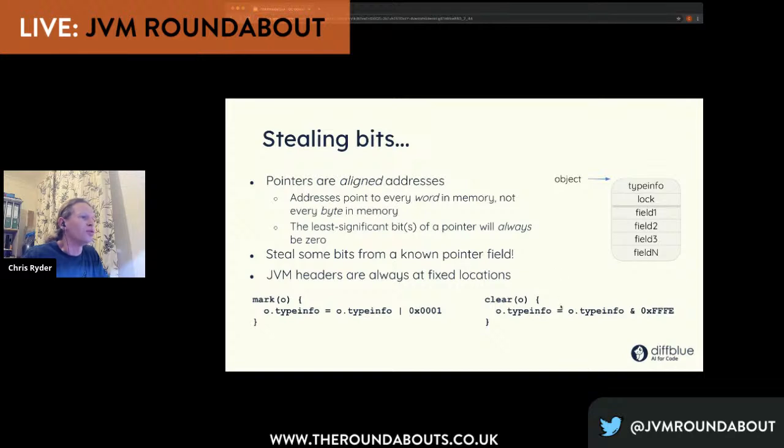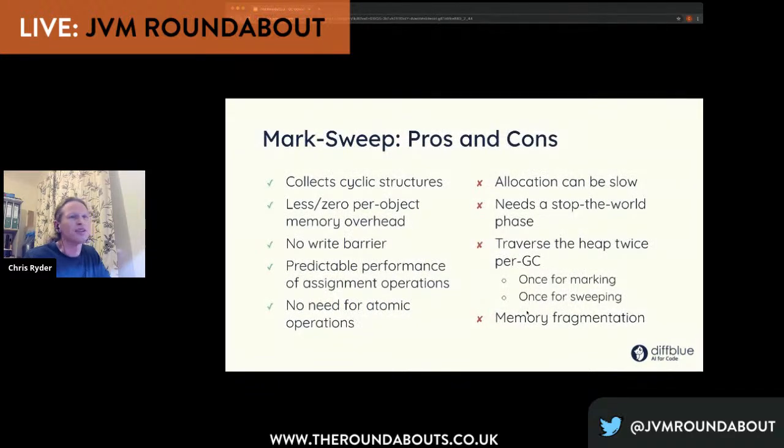So what you can do is steal some of those bits to mark an object. Given that the JVM internal headers are always at fixed locations, we can use some of those headers. In this example, we're going to steal a bit out of the type info. If you want to mark an object, you use the type info and set the lowest bit of that reference. Then when you want to clear it, you just unset it. As long as the JVM doesn't need to access that field between you marking it and clearing it, it's quite happy. That way, you don't need to add any more memory space. You can just steal some bits.